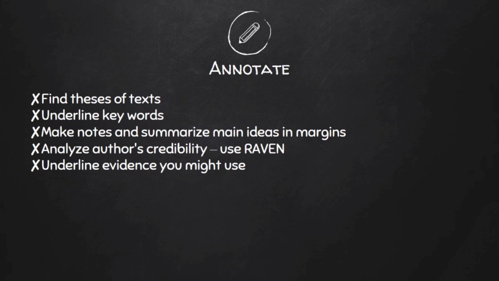It's also important to annotate, so you better understand what the questions are actually asking. You can do this by finding the theses of the text, underlining keywords, making notes and summarizing ideas in the margins, and analyzing the author's credibility using RAVEN. RAVEN stands for Reputation, Ability to Observe, Vested Interest, Expertise, and Neutrality.